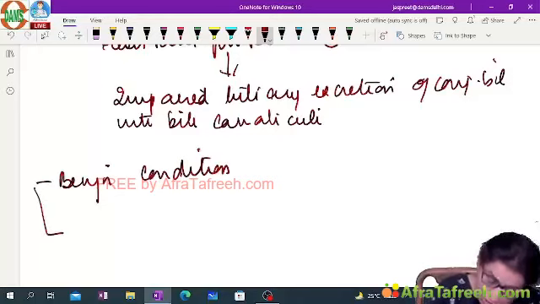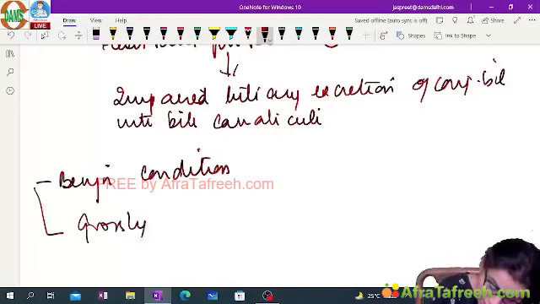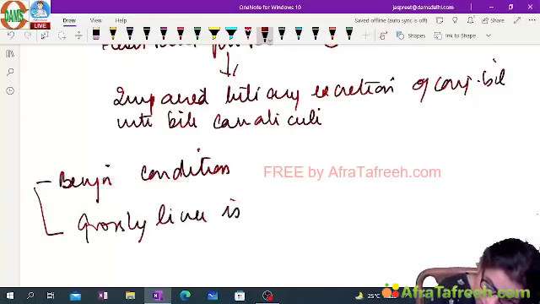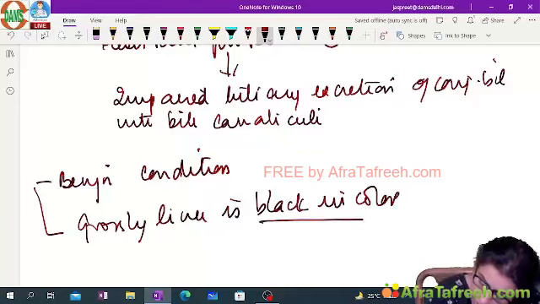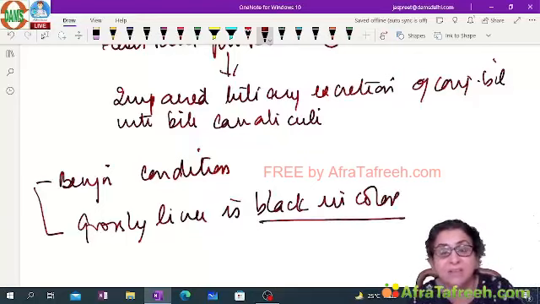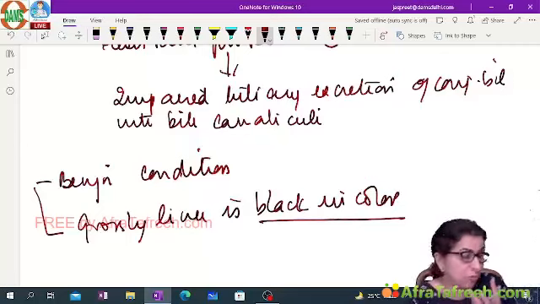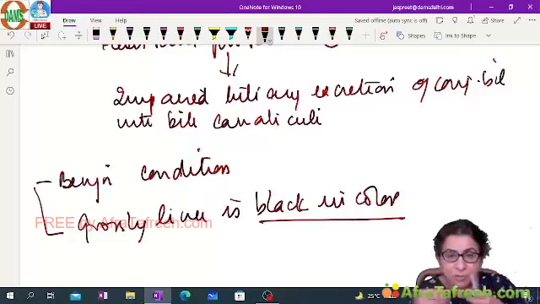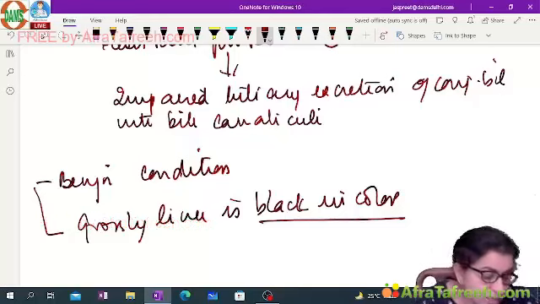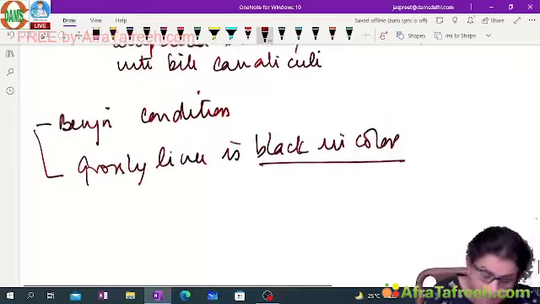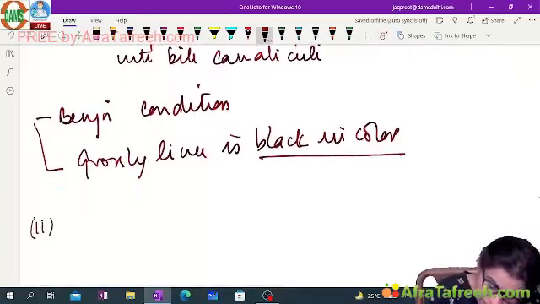Second, if you look at the liver grossly, the liver is black in color. So in Dubin-Johnson syndrome, you have a black colored liver. Now, why is the liver black in color? Because of accumulation of polymers of noradrenaline in the liver. So polymers of noradrenaline accumulate in the liver and make the liver black in color.